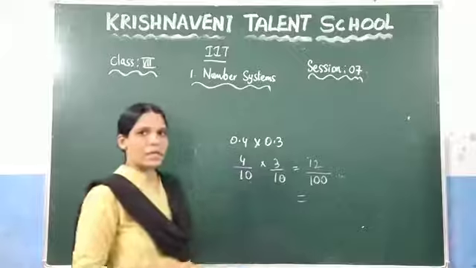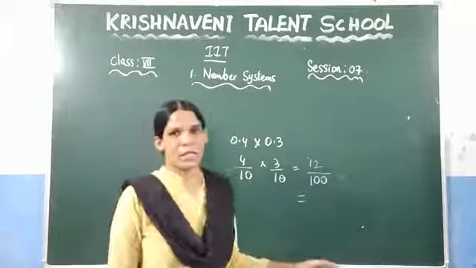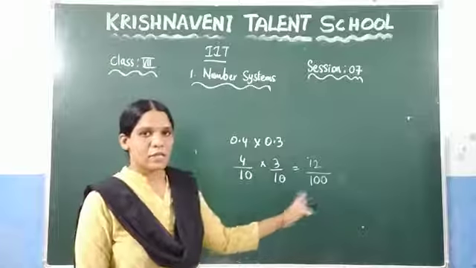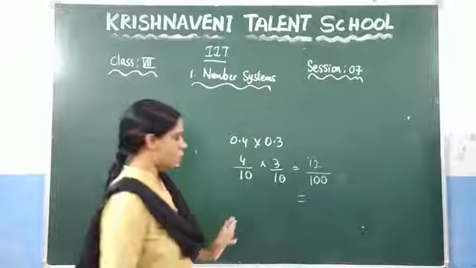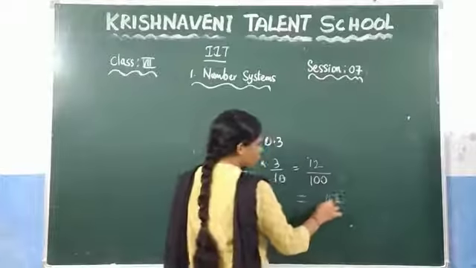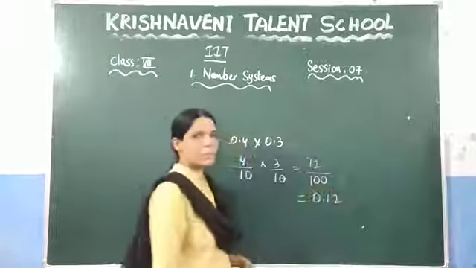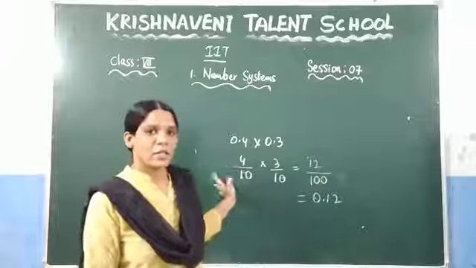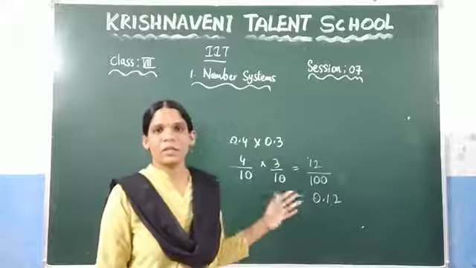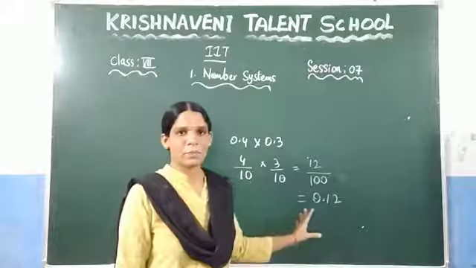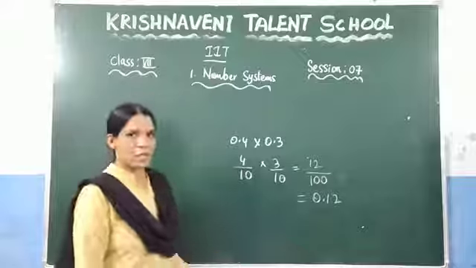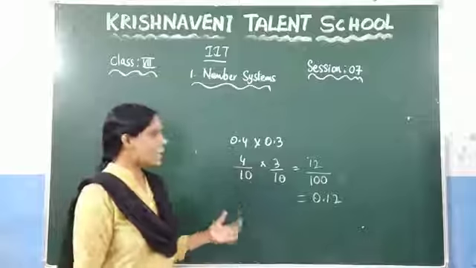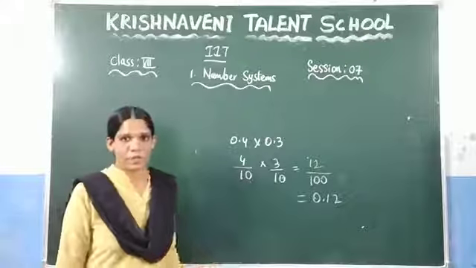Now here check in the denominator how many zeros are there. Since in the denominator 2 zeros are there, in the numerator starting from the right count 2 numbers. So here 12 is there, 1, 2, before that you need to keep the decimal point. The same answer we got like this also. You can convert this one to fractions, or you can forget the decimal point and multiply the numbers, and after that you can count and you can find. In any of the ways you can calculate the product of the two decimal numbers.